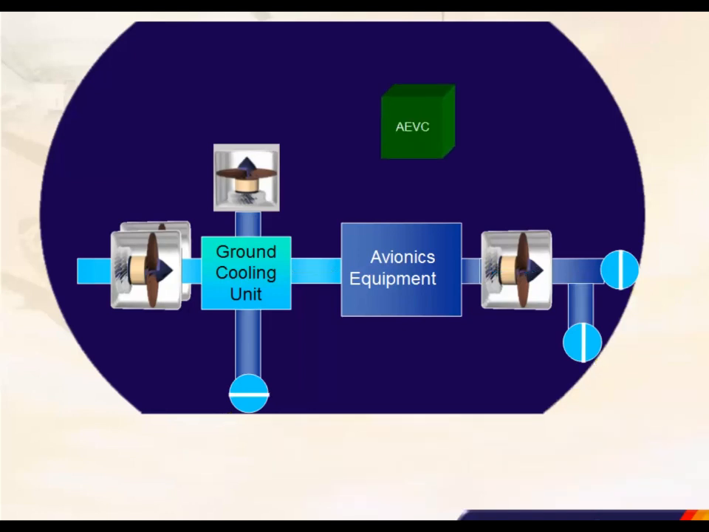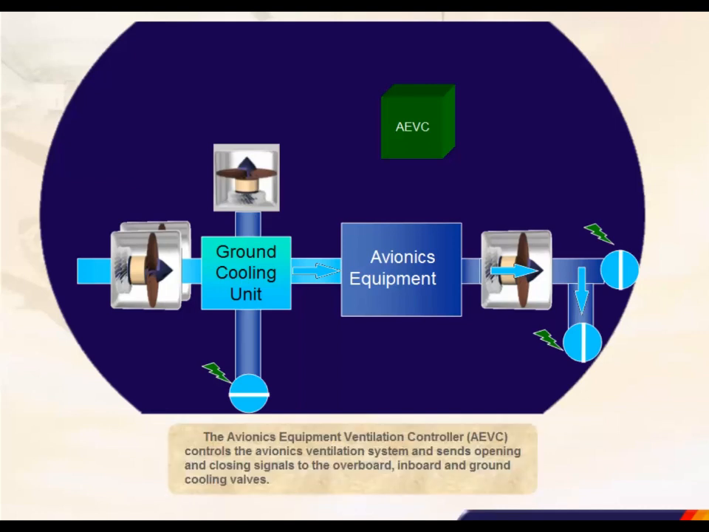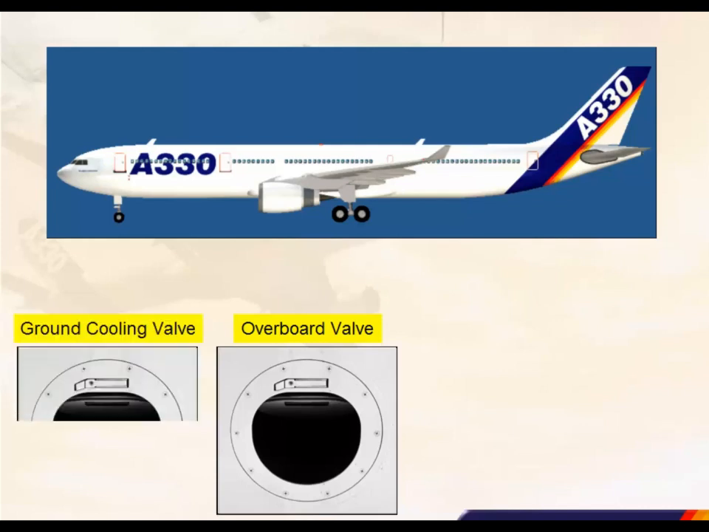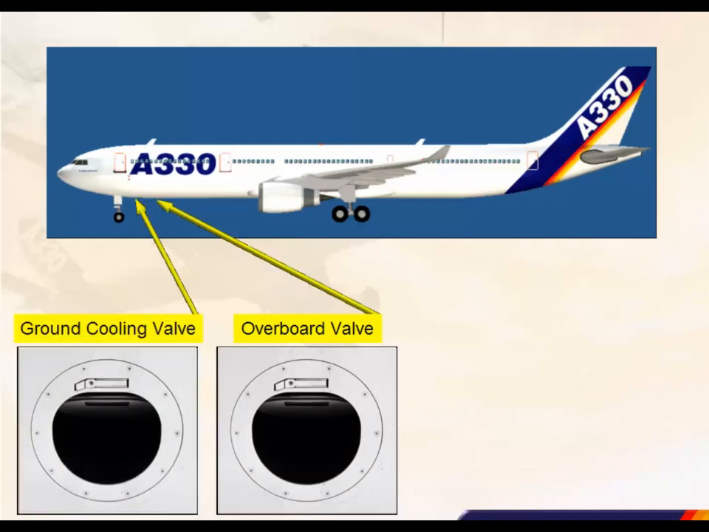The avionics equipment ventilation controller, AEVC, controls the avionics ventilation system and sends opening and closing signals to the overboard, inboard and ground cooling valves. The avionics ventilation overboard valve and the ground cooling valve are located below the forward fuselage. Both valves are inspected during the pre-flight walk-around for damage or obstruction.